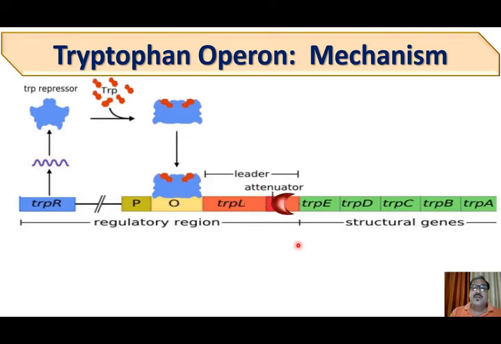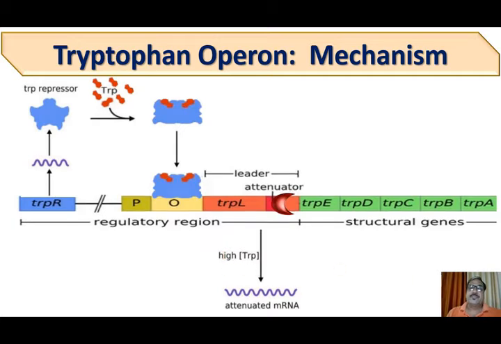139 nucleotides long, and this mRNA we call the attenuated mRNA. Now this attenuated mRNA is produced only when the tryptophan level is high in the medium.